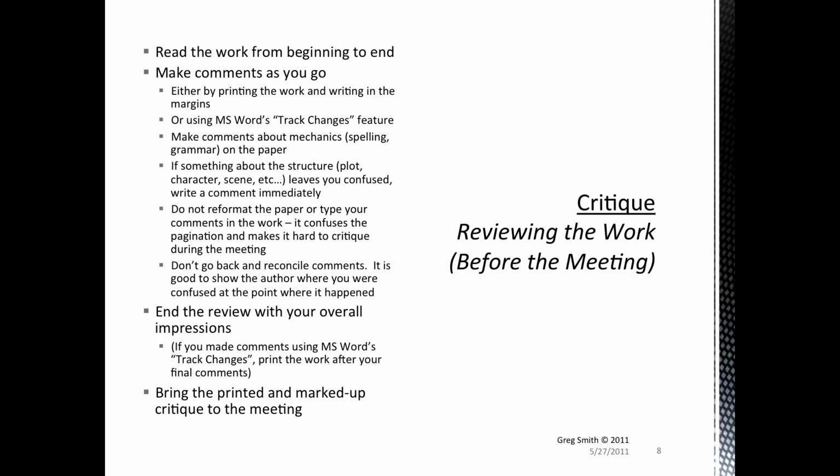When you're reviewing the work before you get to the critique meeting, read the work from beginning to end and make comments as you go. Now, what we recommend is that you print the work out and start writing right in the margins. Make comments about spelling and grammar on the paper, but don't talk about them at the meeting. If you see a semicolon where there should be a colon or a comma, go ahead and mark that on the page, but don't spend any time talking about it at the critique meeting. You have much more important things to worry about. We firmly believe that things like spelling and grammar can be fixed in the second draft and can also be sent to an editor for fixing.